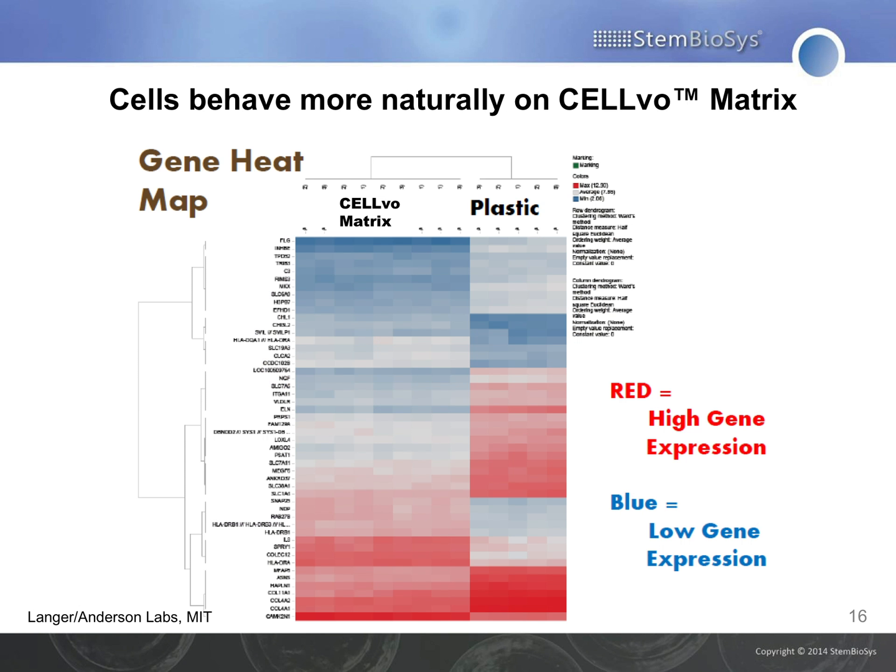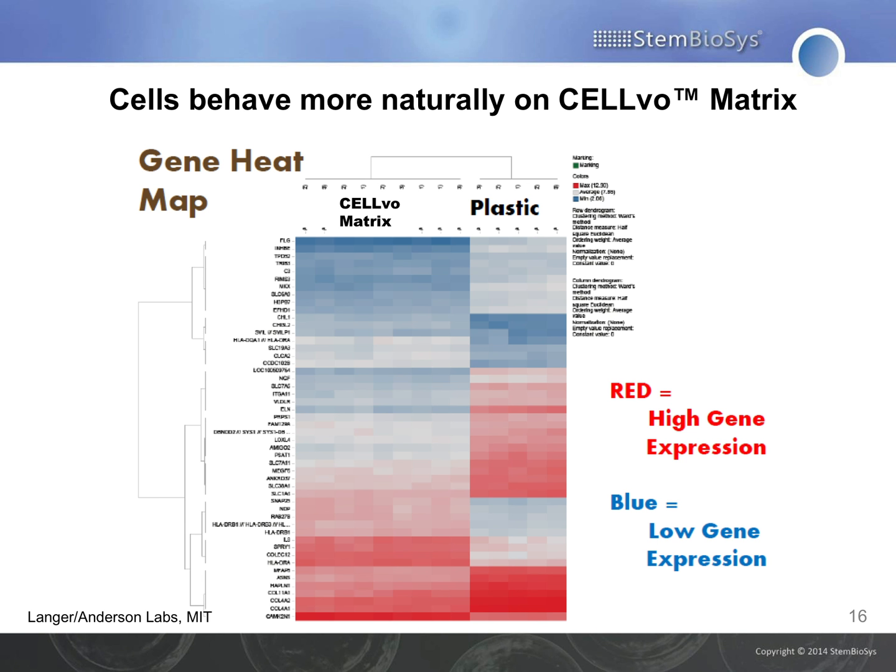And this is a heat map for gene expression. Again, more work done in Langer's lab at MIT. We won't go into detail of all the different genes that are being expressed, but this is just to show, again, in a controlled experiment, same numbers of cells. Again, these are bone marrow MSCs in this case, put onto the CELLvo Matrix or put onto plastic. You see a very different gene expression profile. So perhaps it's obvious, again, going back to the cells are responding to their microenvironment, and they're going to express different genes based on the feedback that they're getting from that microenvironment.